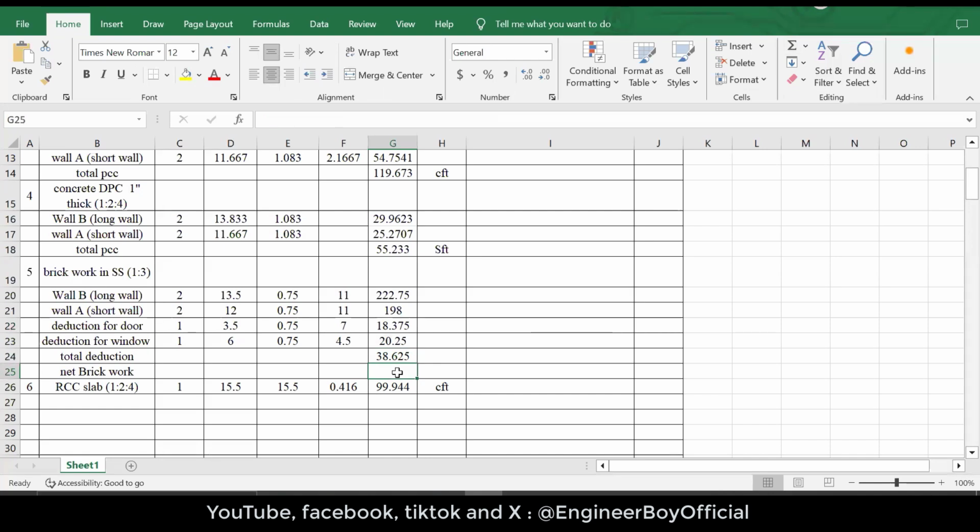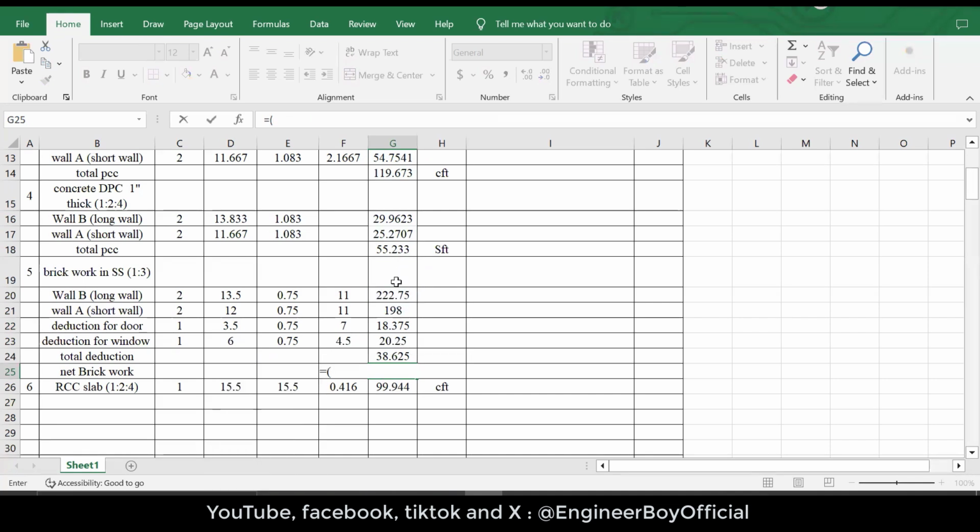Now, the net brickwork can be calculated if you type equal and the total brickwork. I mean, just these two columns. Equal, and we will have a bracket maybe. You can see these two things are just the quantity of the brickwork, including the deduction. So we have to subtract from those things.